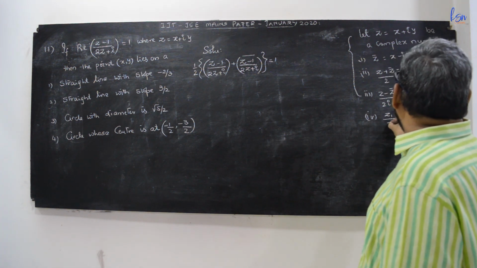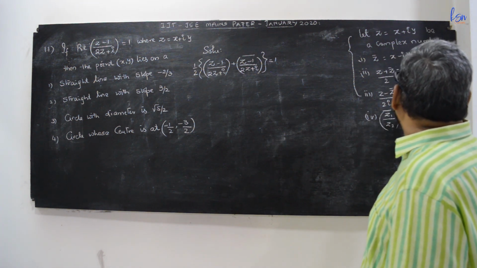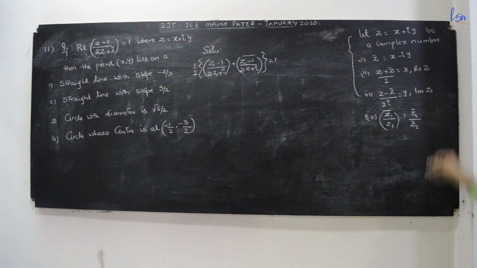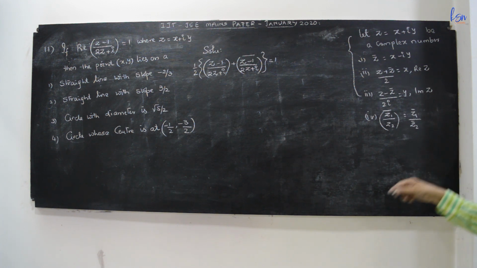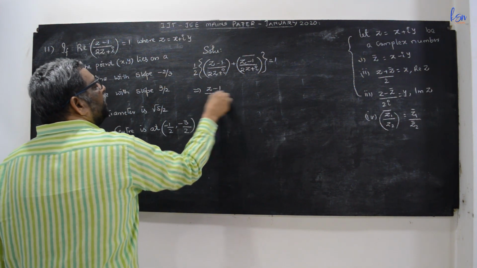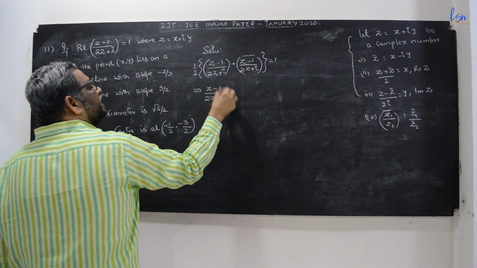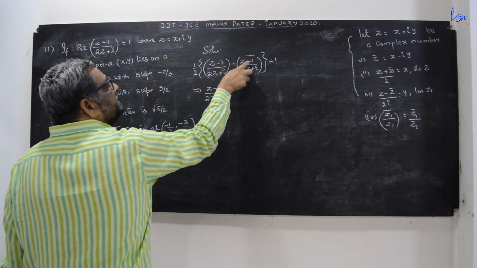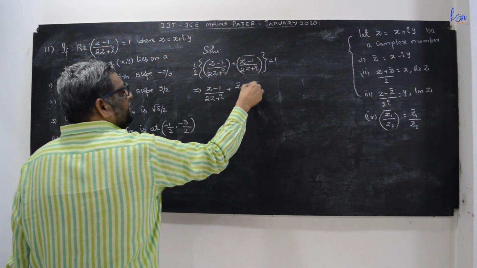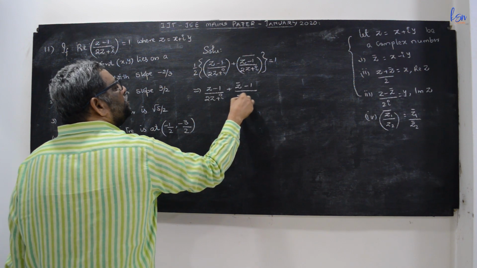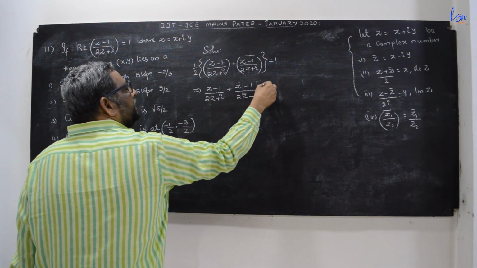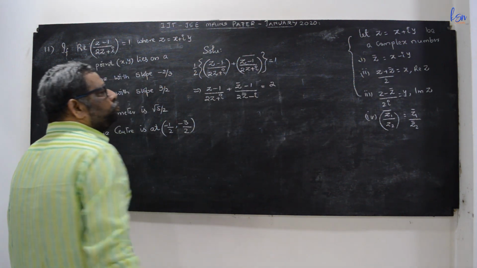conj(z1/z2) can be written as z̄1/z̄2. So here it can be written as (z − 1)/(2z + i) plus, this is the conjugate of z − 1, so (z̄ − 1), where 1 is a real number, over (2z̄ + i)‾, which is (2z̄ − i), is equal to 2.